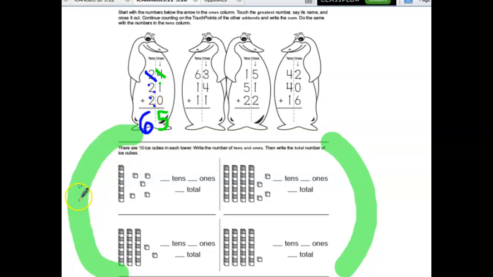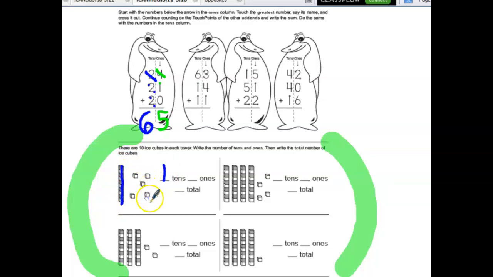Now down here, we're using place value. It says there are 10 cubes in each tower. This is a tower right here, and I know there's 10 cubes. I only see one tower, so I'm going to put a 1 in the tens place. There's one group of 10.